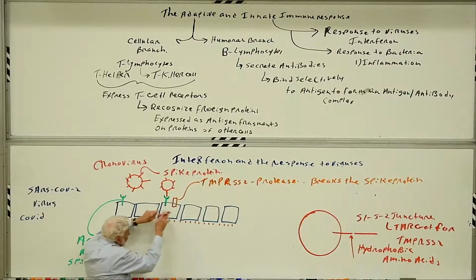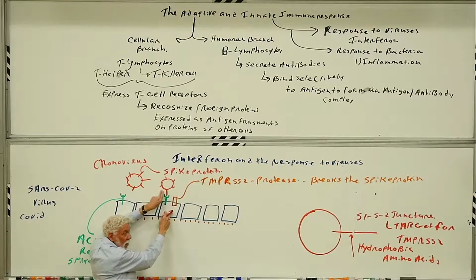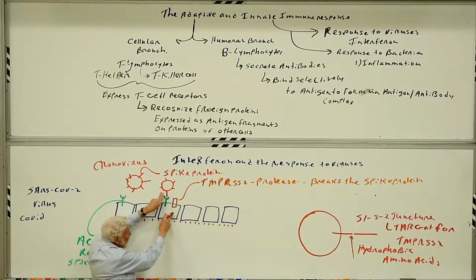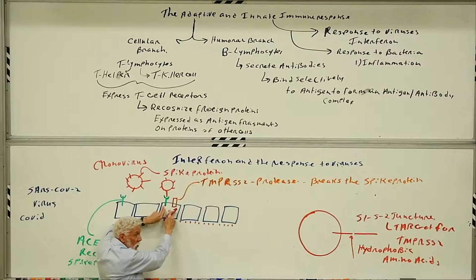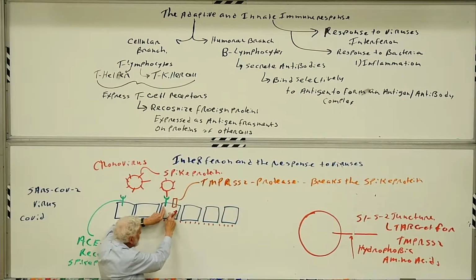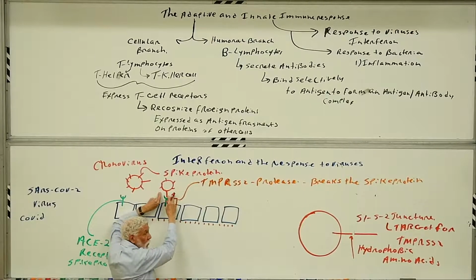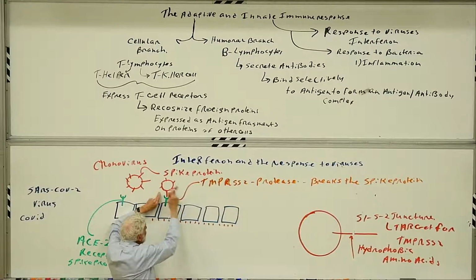Now again, in the early models, this all happened inside the cell, inside vesicles. We now think in the newer variants, the Omicron and the Deltas, that perhaps this is going on at the surface.